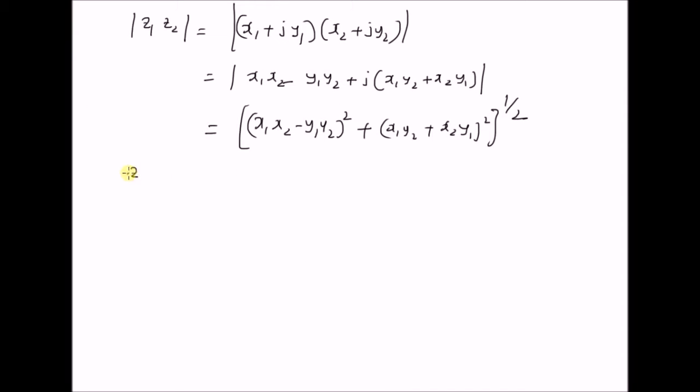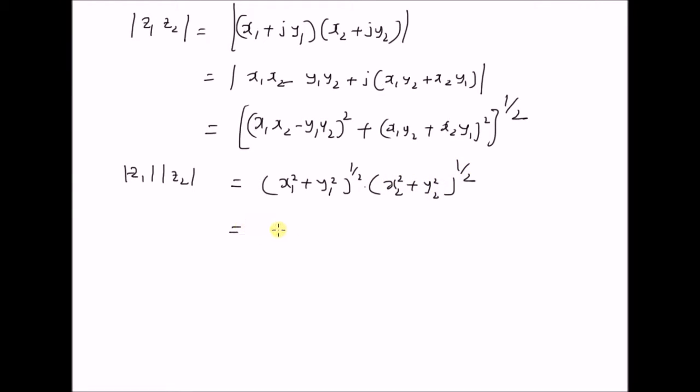Now let us look at the product of absolute values of z1 and z2. This is equal to the absolute value of z1, given by x1 square plus y1 square power 1 by 2, multiplied by x2 square plus y2 square power 1 by 2.